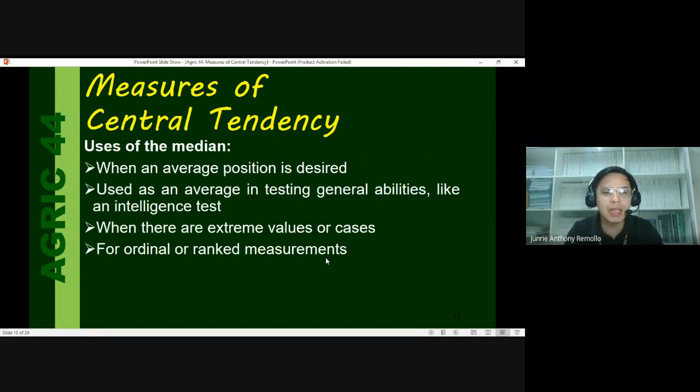And the uses of the median: when the average position is desired, it could also be used as an average in getting the general abilities, just like the intelligence test, wherein regardless of what score you obtain, then we could characterize it to what category you belong. And we need the value of the median in obtaining such. And then where there are extreme values or cases, or for ordinal or rank measurements. Because in getting such, then we need to arrange this in order, in an increasing order.